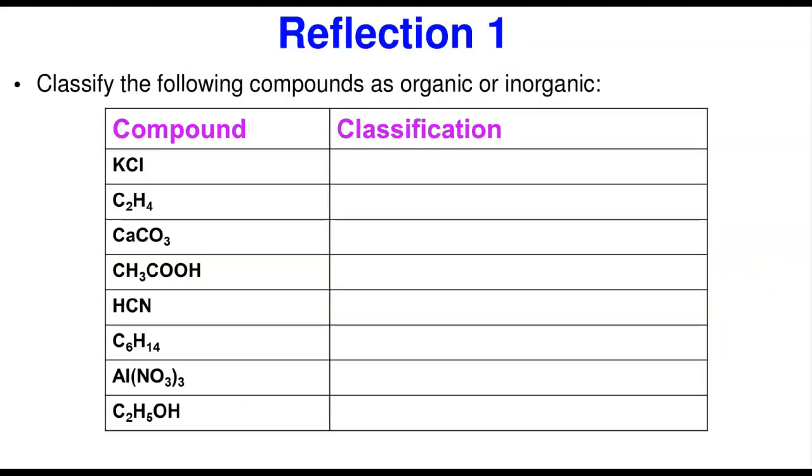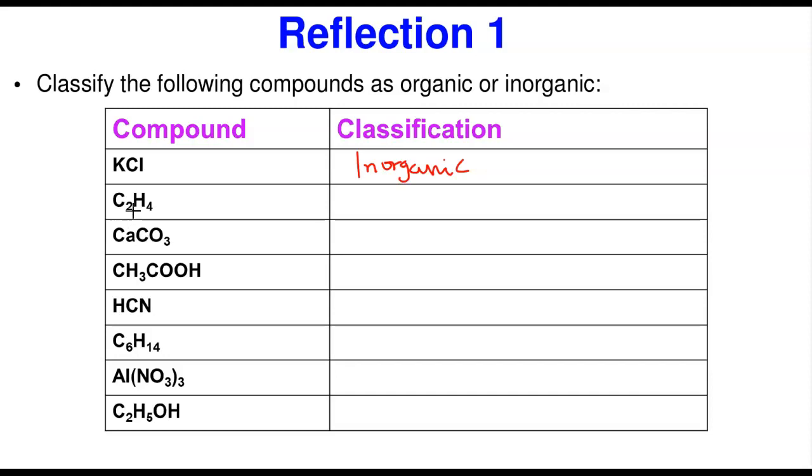Now, having said that, let's take the first reflection. It says classify the following as organic or inorganic compound. Remember, what are we going to use? I showed you the different comparisons, and I also told you the exceptions when we classify organic compounds. If we see anything that doesn't contain carbon, like the first one, there's no carbon here. So automatically, this is an inorganic compound.